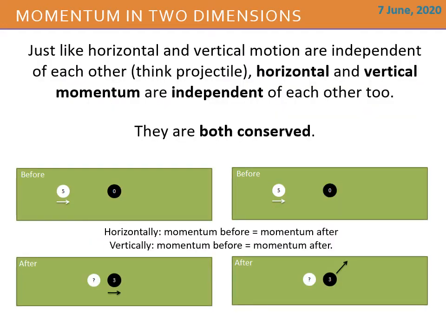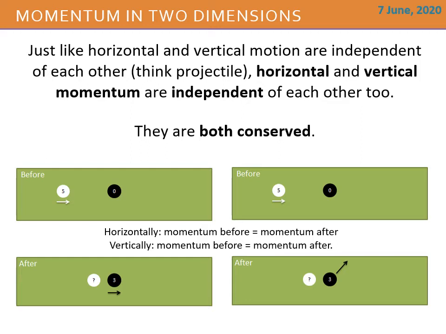When we did projectile motion, if you remember, to find the velocity we considered its horizontal and vertical components. The same we will do here, but remember that horizontal and vertical motions are independent of each other. Similarly, in momentum, the horizontal and vertical components are totally independent of each other. They are both conserved.